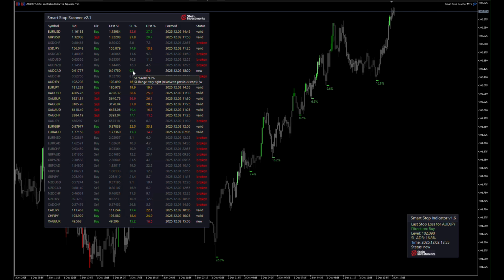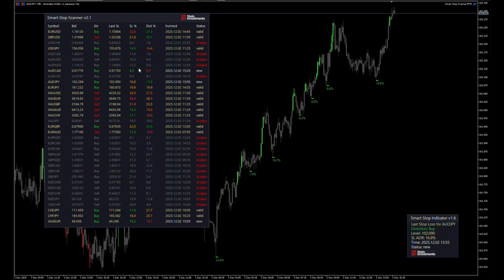Just to give you an example, here Australian dollar, Canadian dollar, you just move the cursor here to the numbers and you see SL %ADR 9.3%. SL range is very tight relative to previous stops.